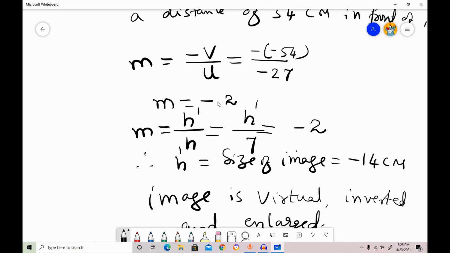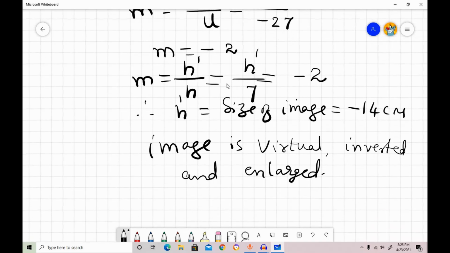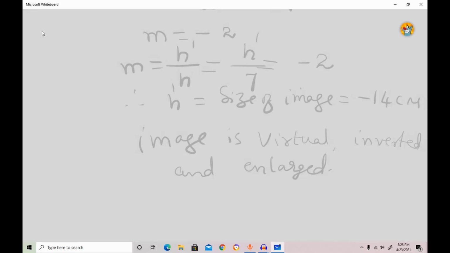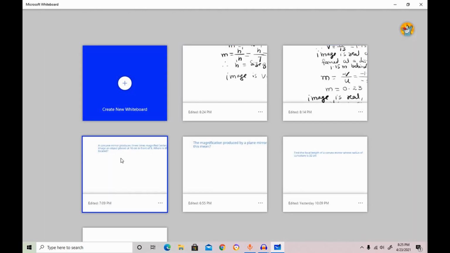So minus indicates that the image is inverted. And what is the m? It is more than 1, so the image is enlarged. So substitute the value of the object height 7 and find out the h dash. Size of the image is equal to minus 14 centimeter. So your answer is: the image is virtual, inverted and enlarged, and the size is 14 centimeter. Okay. I will go to the next problem.